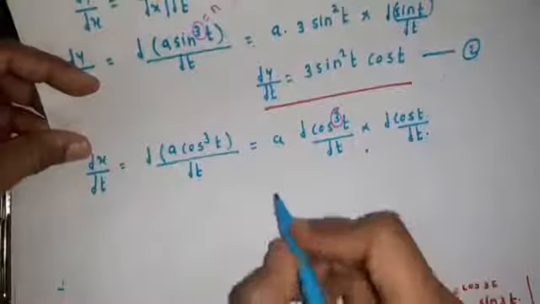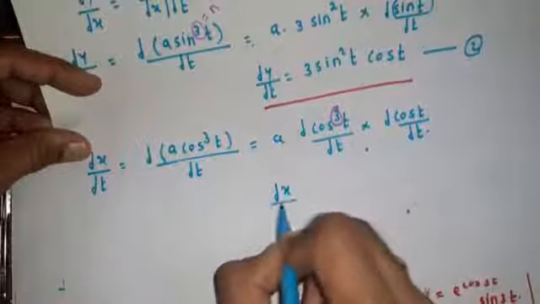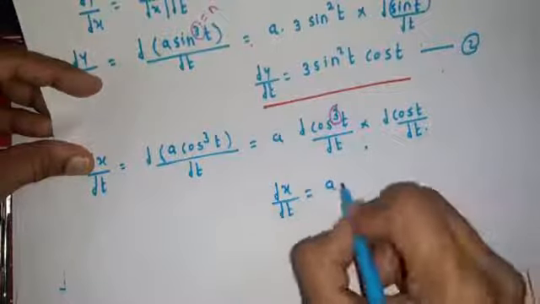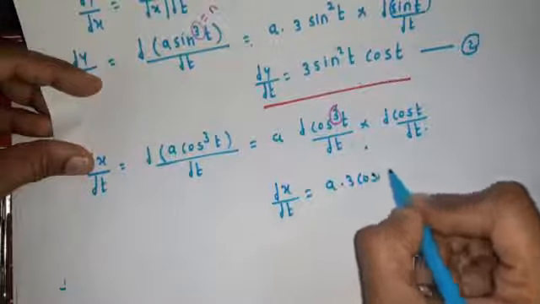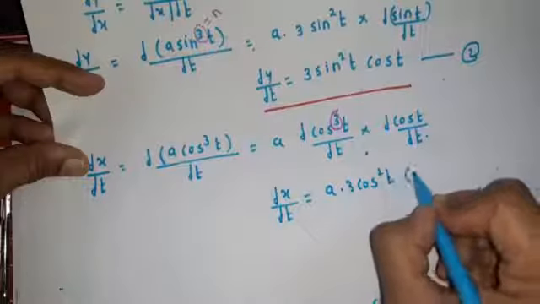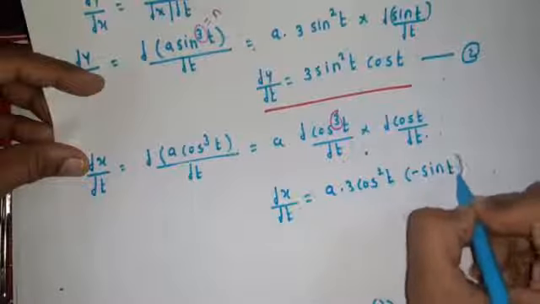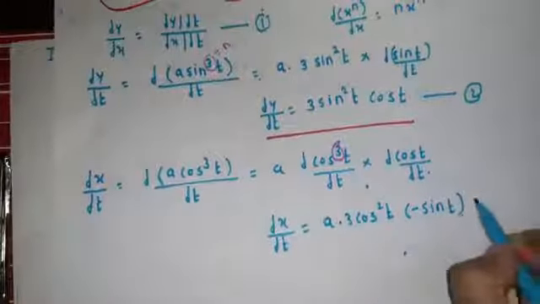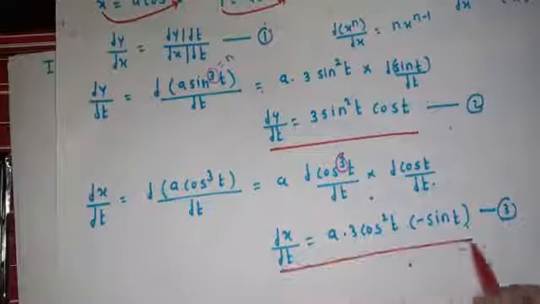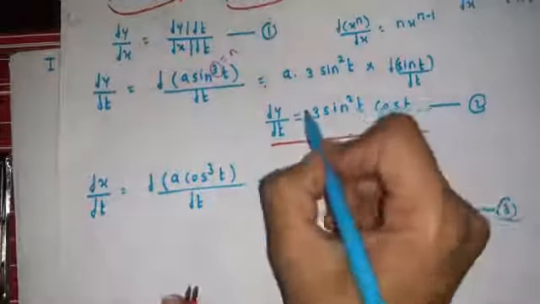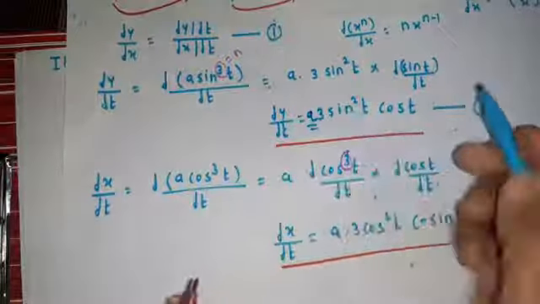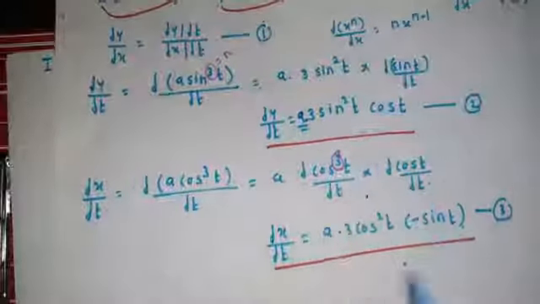Okay, and therefore here dx by dt equals a as a constant, cos cube t, that is 3 cos square t into differentiation of cos t, which is minus sine t. Okay students, so this is dx by dt. And dy by dt equals, sorry, a is missing, so here 3a sine square t cos t. Okay, please correct this.